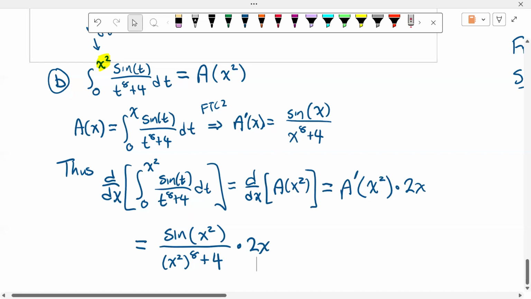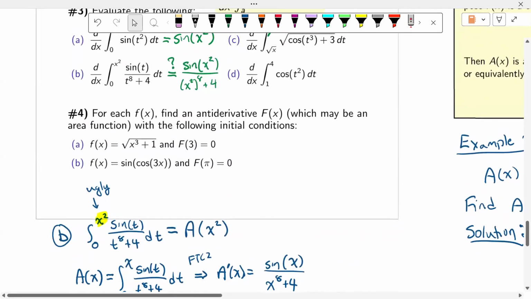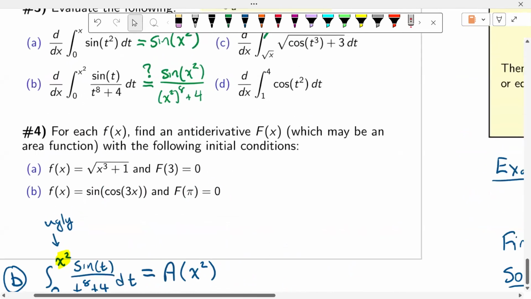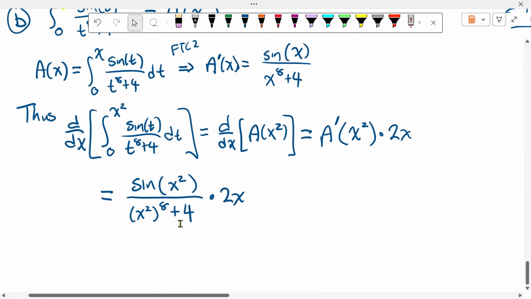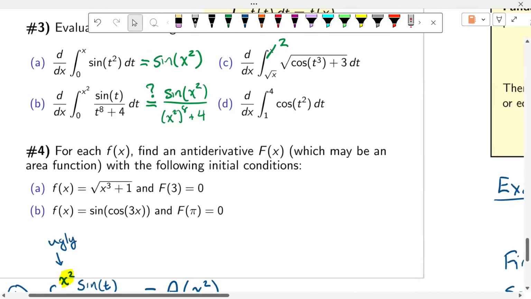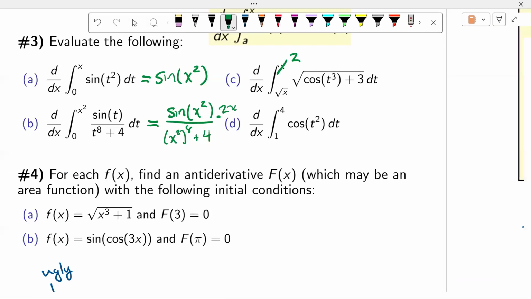All that to say, our initial guess for part B wasn't too far off. I said it was sine x squared over x squared to the 8 plus 4. Almost the exact same thing. The only difference is I had to multiply by a 2x. And so I can fix it now. 2x. And now it's correct.